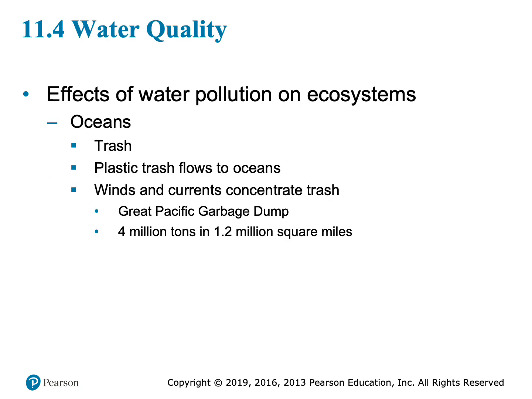Finally, each year, millions of tons of trash, anything from fishing gear to plastic grocery bags, make their way into the oceans. Winds and currents have concentrated nearly 4 million tons of this garbage in an area measuring 1.2 million square kilometers. This area is about halfway between North America and Hawaii, and it has come to be known as the Great Pacific Garbage Dump.